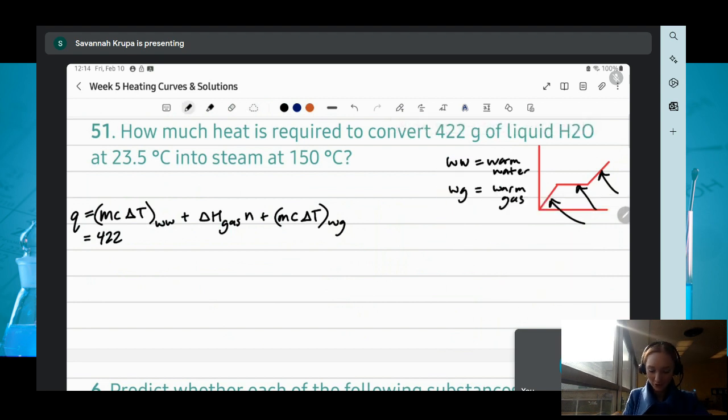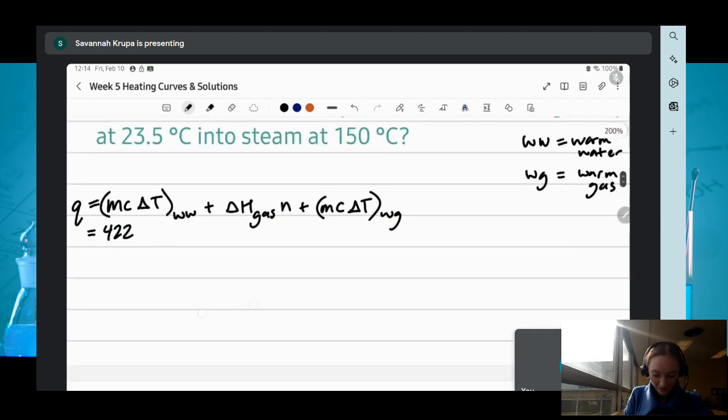Because I know this is going to be a longer problem to write out. Okay, so we have the mass here. So that's 422 grams. And then the C value for water is going to be 0.00418, in joules per gram Celsius. You might have seen the C value as 4.18. That's in kilojoules. So I already made the conversion from kilojoules to joules. So that's the value that we're working with here.